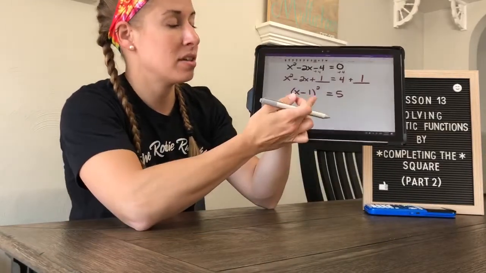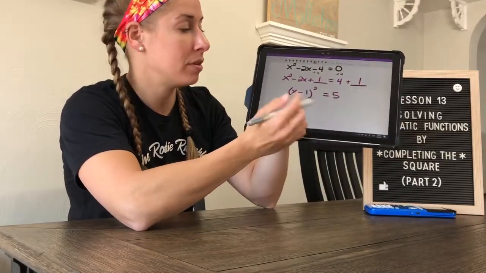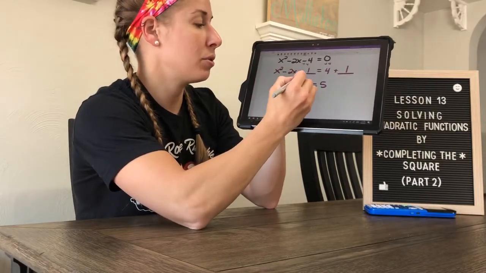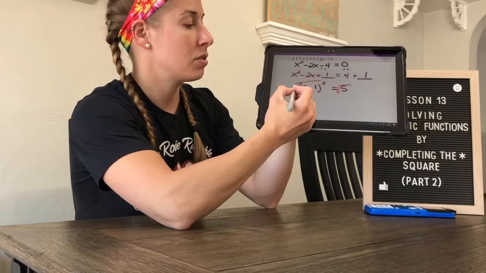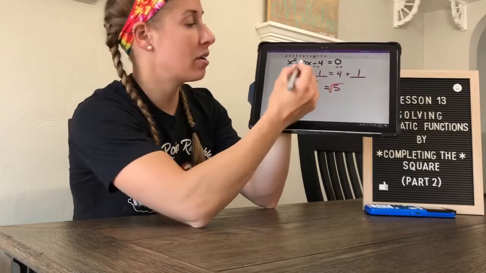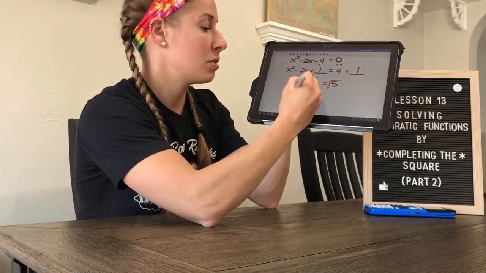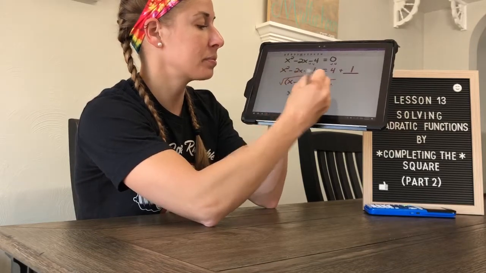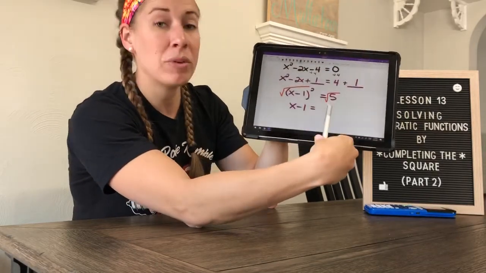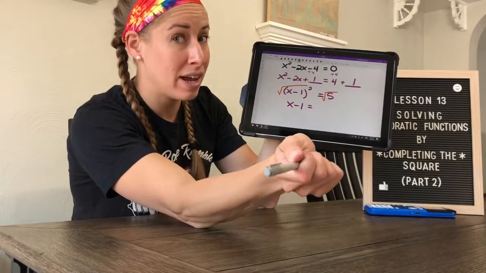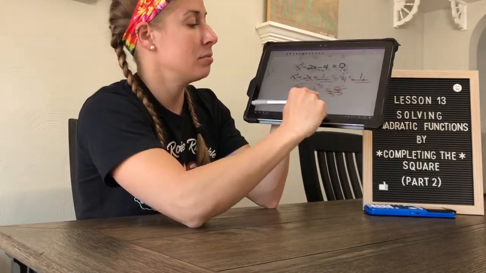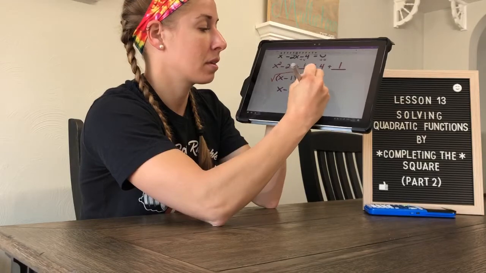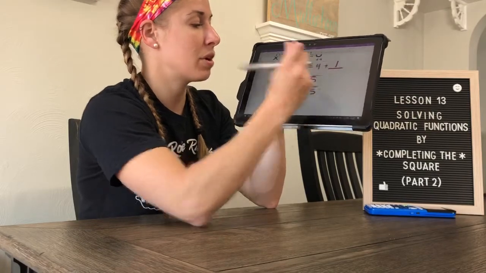So this part that's squared is by itself. So we can now square root both sides. The square and the square root cancel each other out here on the left. So we have x minus 1, don't need parentheses, equals. On the right, we're taking the square root of a number, so don't forget your plus or minus. So plus or minus the square root of 5.